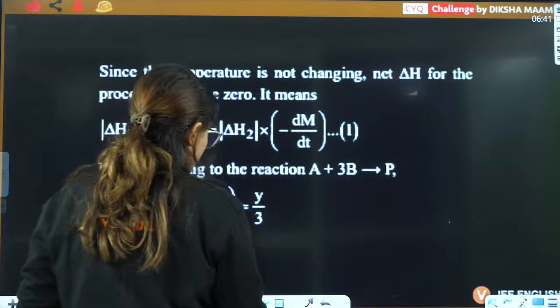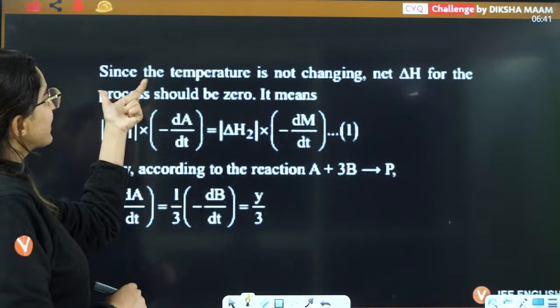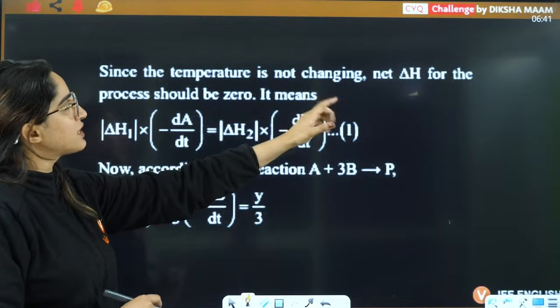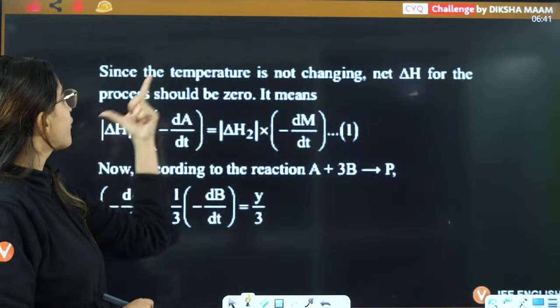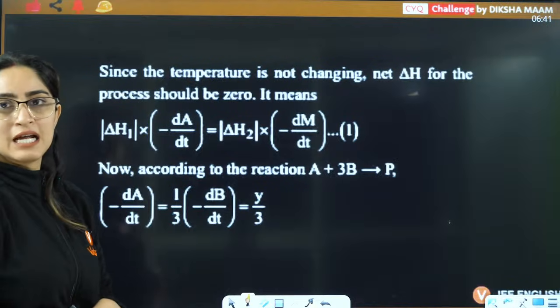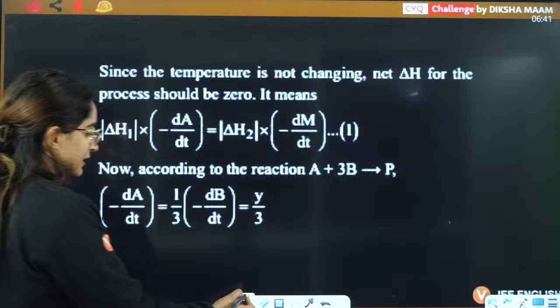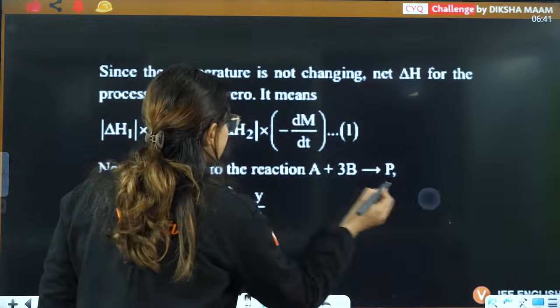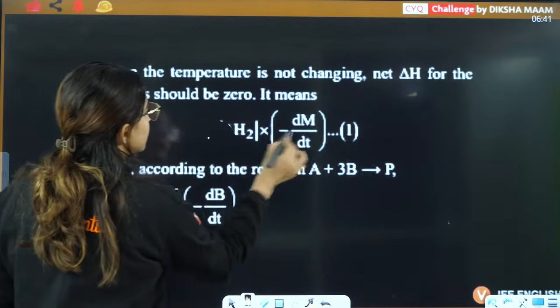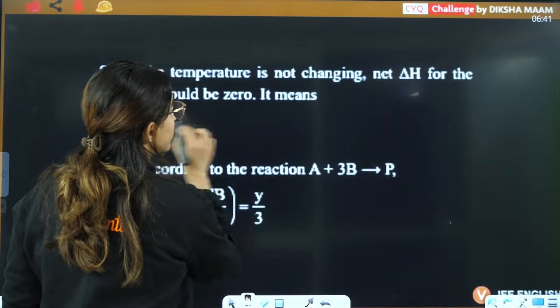Okay. So one thing, that means we can say since the temperature is not changing, the net delta H for the process should be 0. Delta H of the process should be 0. Now how do I write the delta H of the process here? Let's write it over here. I'll just tell you how to do it, okay?